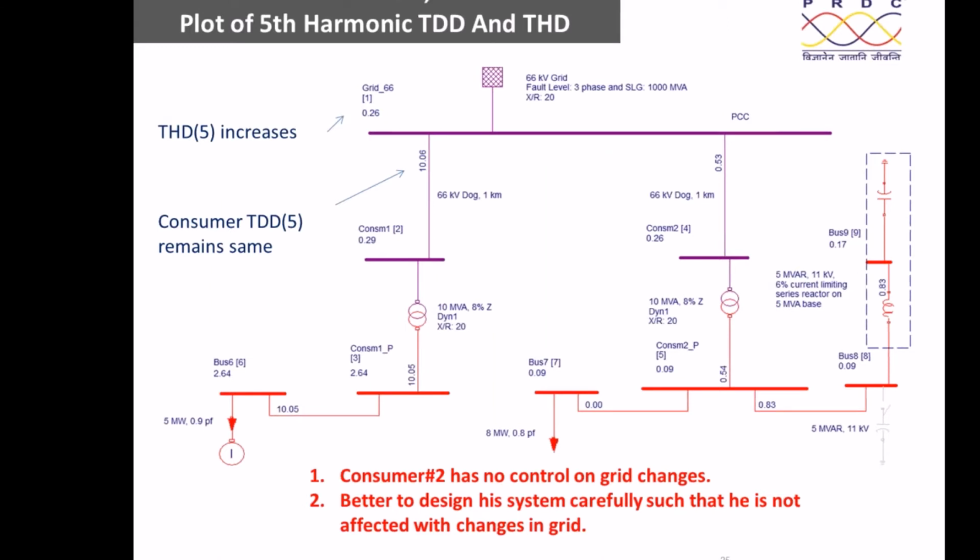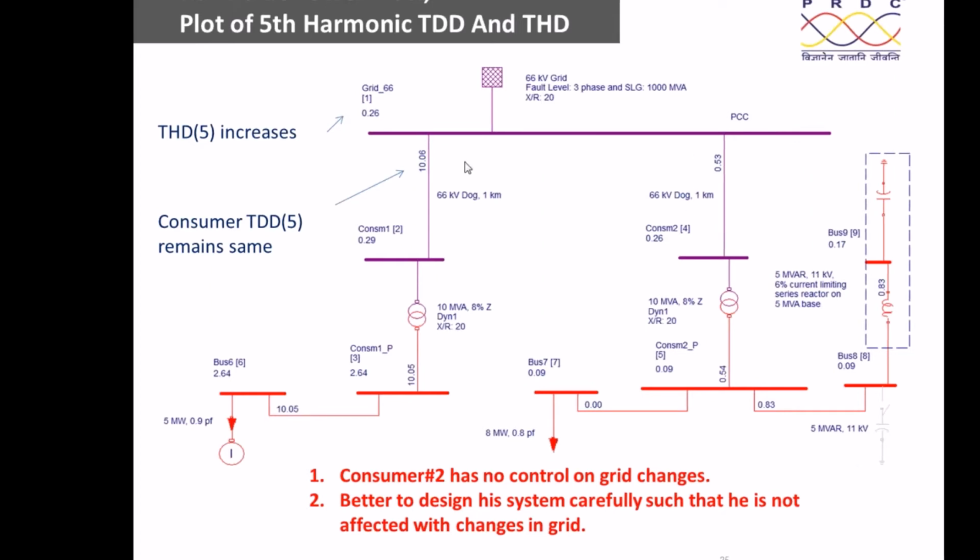Therefore, whenever we design an industrial system or a utility system, we have to be very careful. This example could have happened in a utility system also. For example, assume that this is a utility system, 66 kV to 11 kV, with the normal utility transformer of 10 MVA, 8% being the typical impedance. And in order to compensate for the load here, you would have put a 5 MVAr capacitor bank. This is a utility system.